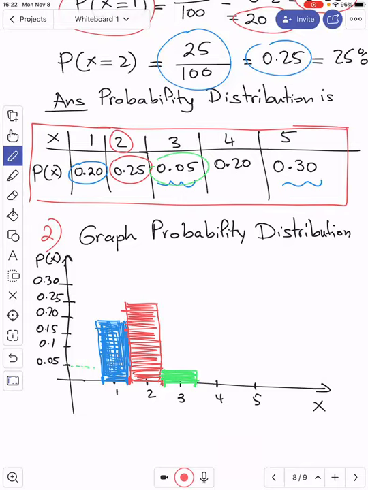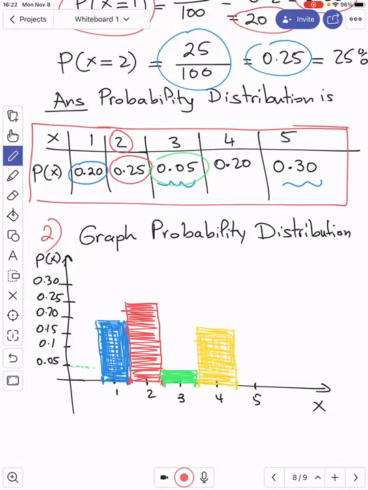Now 4, it's 0.20. So here's my interval. This yellow interval represents my discrete random variable X equal to 4. And we're going to go up to 0.20. So up to here, I guess. So that's my rectangle.